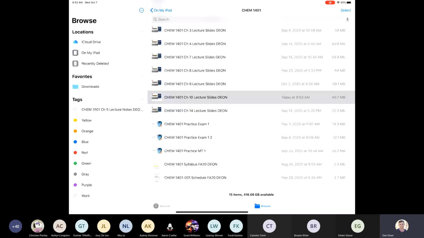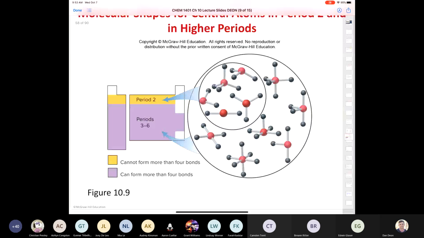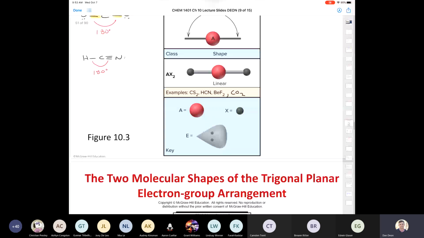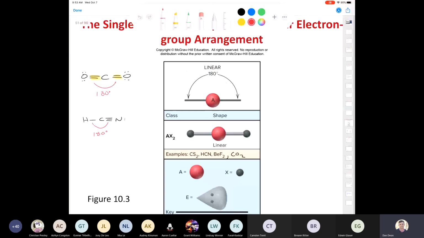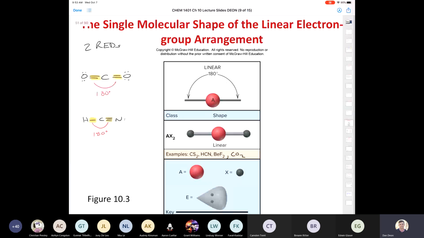Where was I? Here we are. You can see the bond angle here is 180 degrees, even though we've got a single bond and a triple bond. They still count as 2 regions of electron density, right? 2 regions of electron density like that. Anyhow, it's the kind of thing I could probably yammer on for a while. But let's move on to the next shape, which was what?